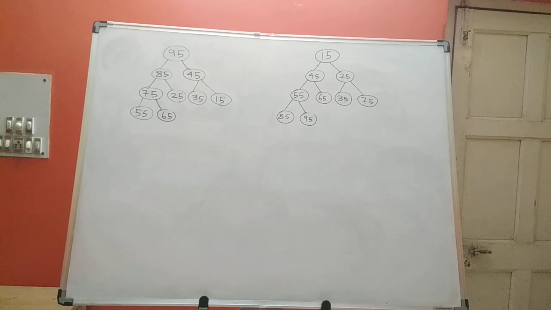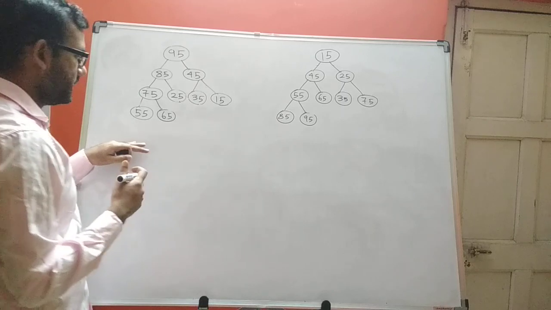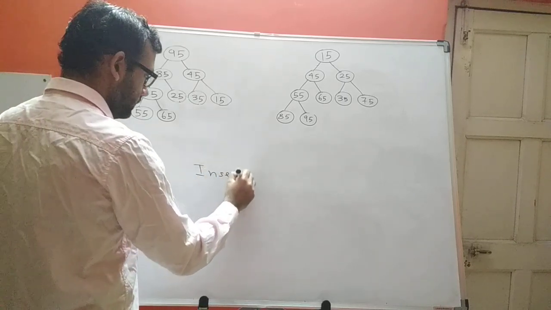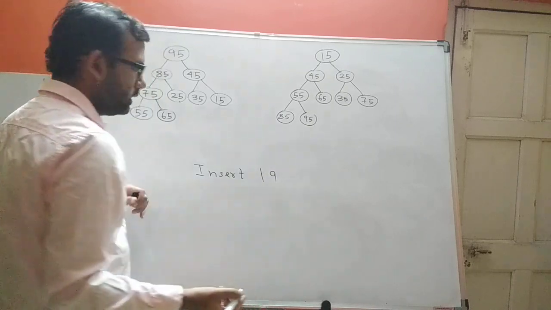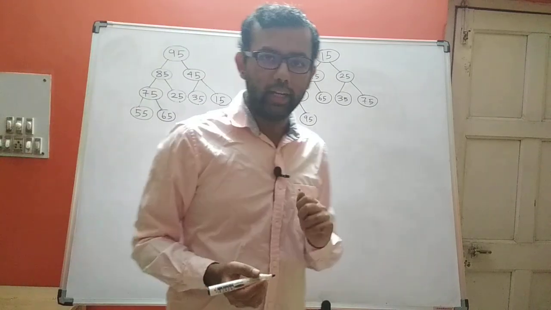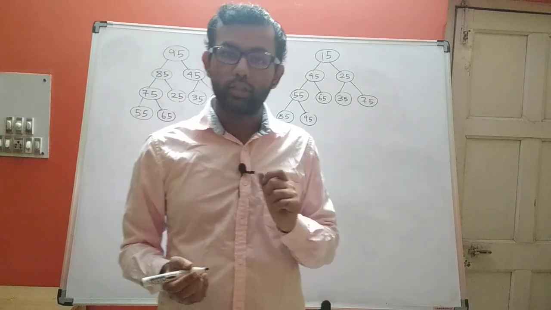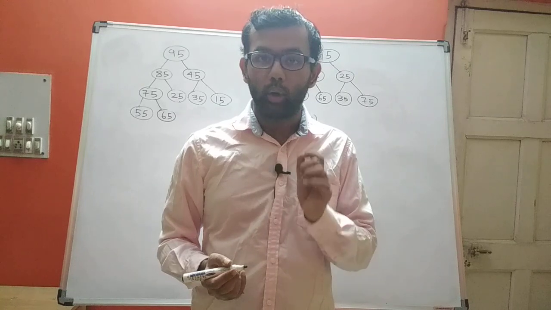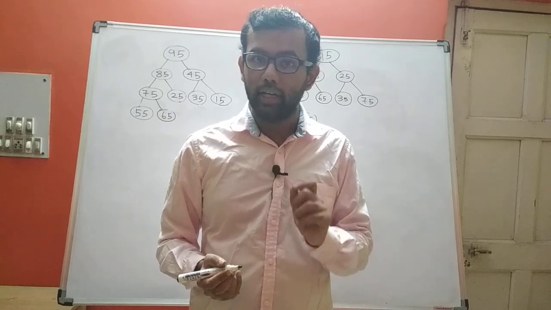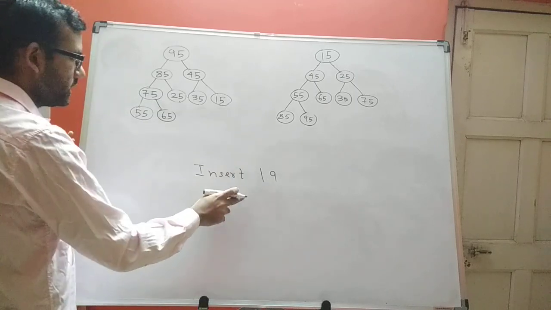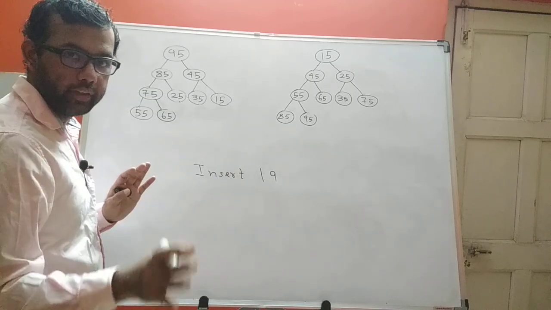Okay, now we have this max heap like we saw, and in this max heap I want to insert the node 19. In order to insert a new node in a heap, first you would insert the node in such a way that it follows the property of complete binary tree. That is step number 1. So I'll insert 19 such that the property of complete binary tree is followed.